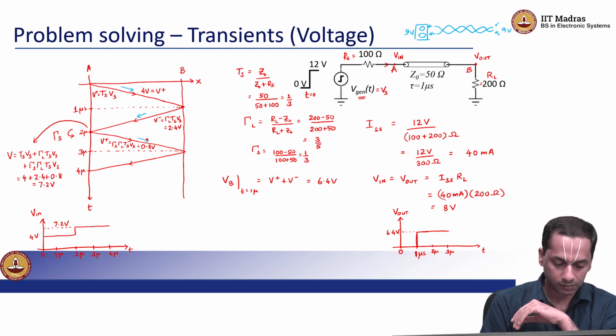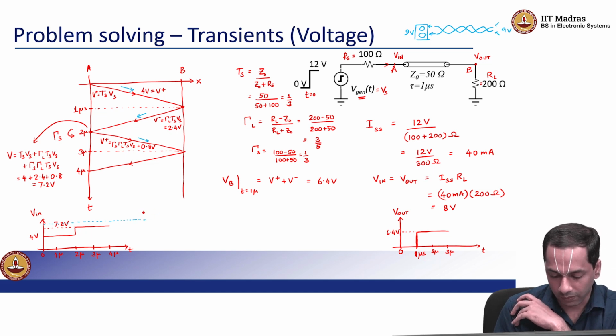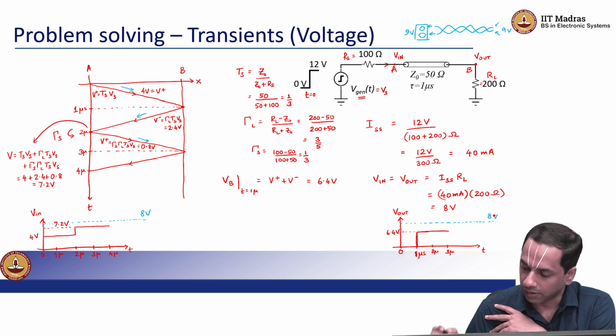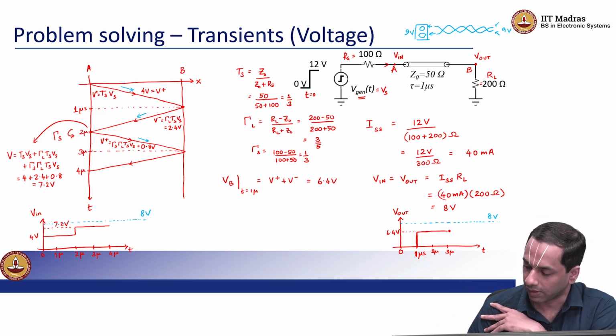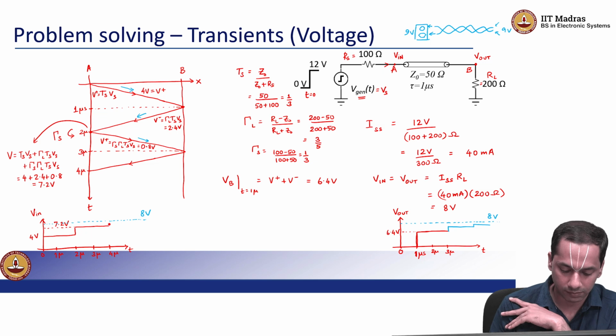So, I can at least tell you that we expect both V in and V out to eventually reach the steady state value of 8 volts, right, but it will do so in some sort of an asymptotic fashion, right.